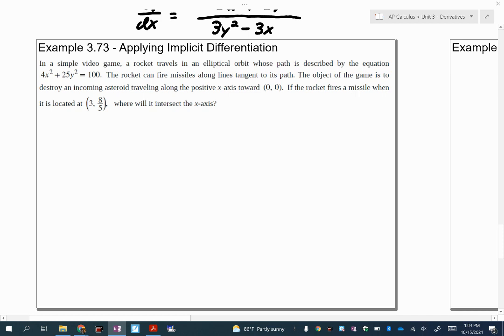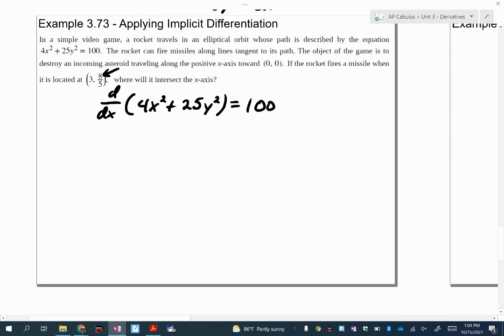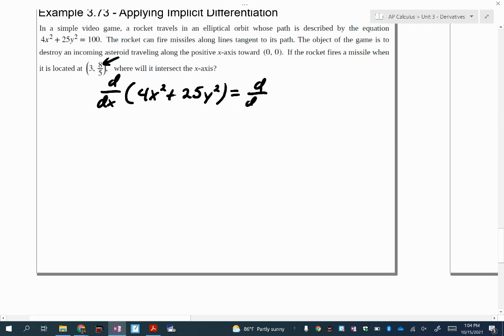All right, so let's start out by finding, since I already know my point, I need point slope form. I need to find the slope. So I'm going to find the derivative of 4x squared plus 25y squared equals 100. The derivative of 4x squared, I get 8x. And then the derivative of 25y squared with respect to x is going to be 50y times dy/dx. And the derivative of 100 is 0.